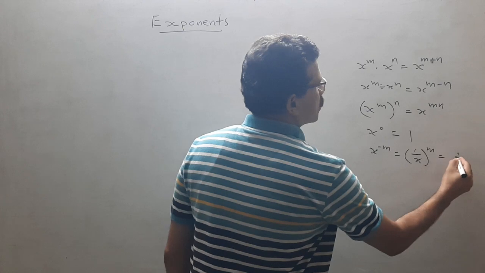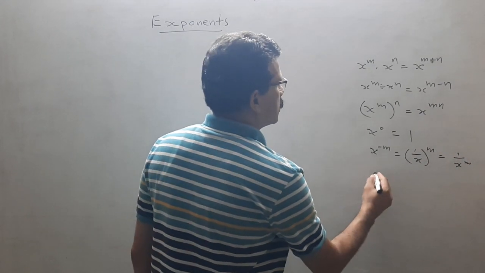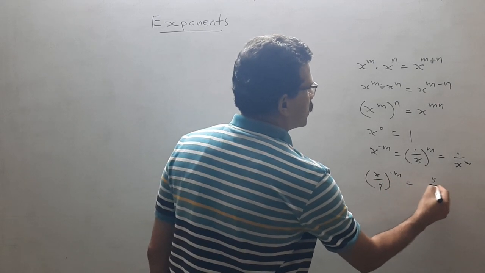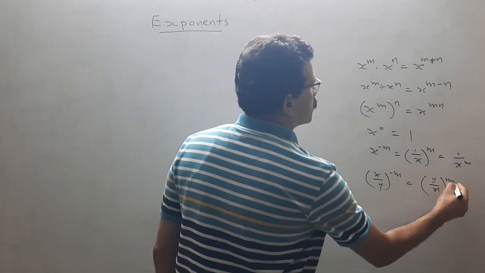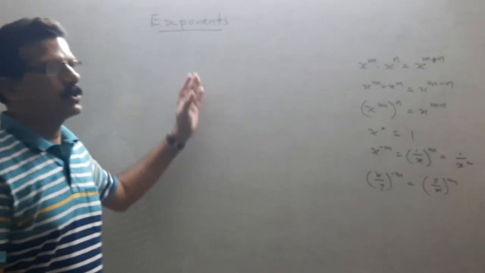Here we can write 1 upon x to the power m in both ways, both are the same. Here, (x upon y) to the power minus m equal to (y by x) to the power m. These are the laws of exponents we discussed already. Now today I want to show a few questions.